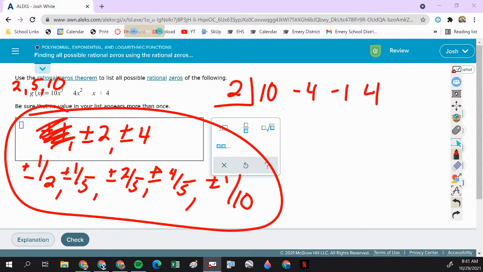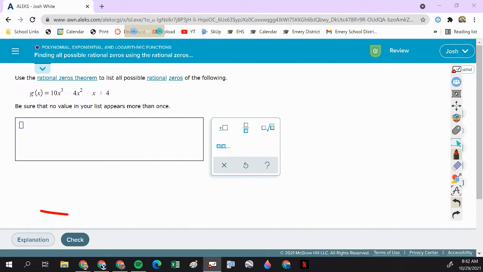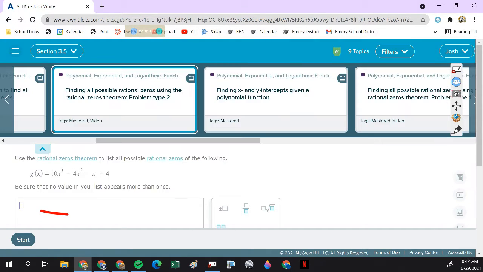But it turns out that none of them work. How do I know none of them work? Because I've been doing this for a really long time. But yeah, we didn't need to solve that one. We just needed to write the possibles. That one actually didn't factor.